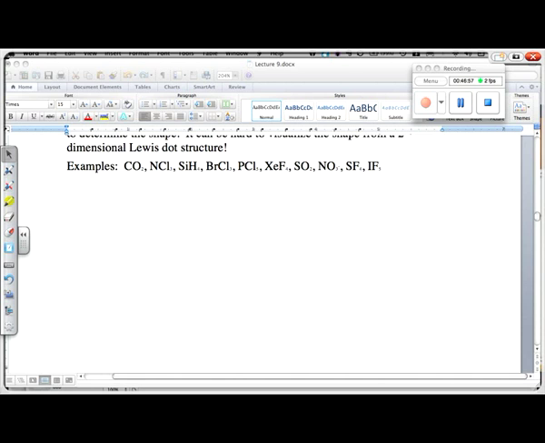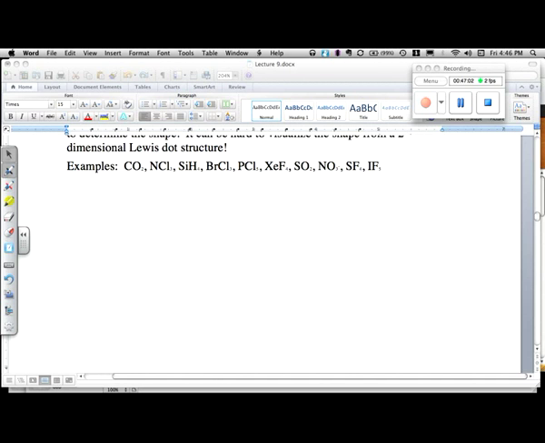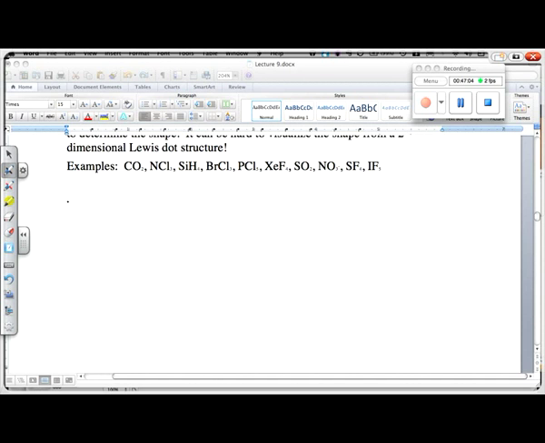All right, next is nitrate ion. And remember, this is step 1. We'll deal with that negative charge. So we have 5 plus 3 times 6 plus 1 for the charge. It gives us a total of 24. Putting nitrogen in the middle and connecting with single bonds, 3 oxygens. Give everyone 8.